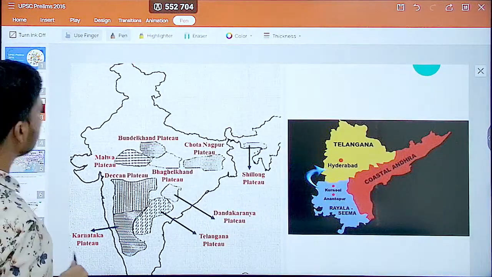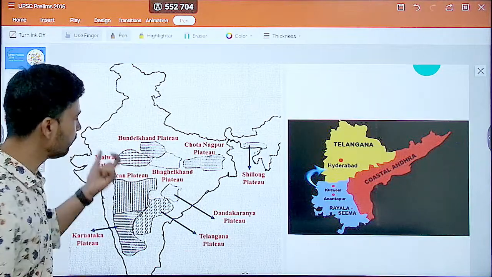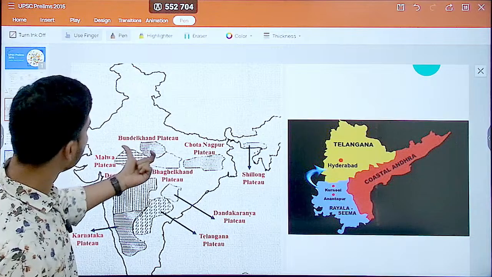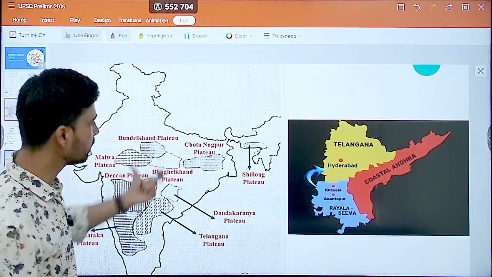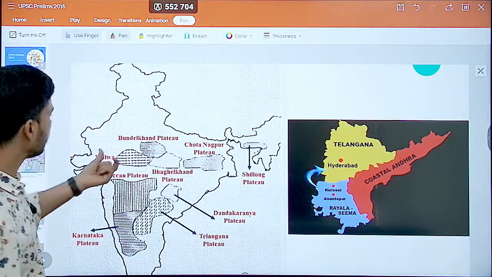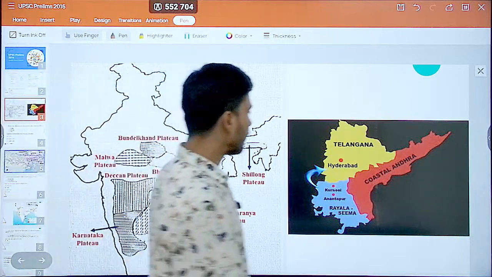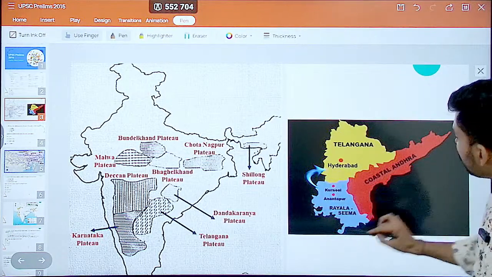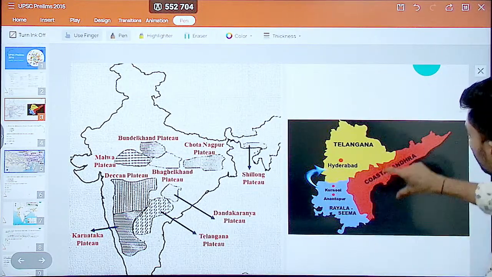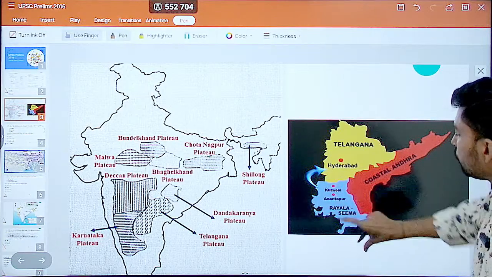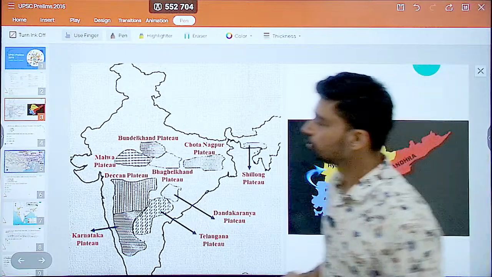If you look more clearly at the map of India here, we will understand. The Baghelkhand plateau is here, that is in Chhattisgarh. Bundelkhand is at the border of Madhya Pradesh and Uttar Pradesh. Here we have the Chotanagpur plateau, here the Deccan plateau, here the Malwa plateau. The Rayalaseema region, as we can see, has Telangana on the upper side and then Andhra, where we have coastal Andhra, and then the Rayalaseema region where we have Kurnool, Anantapur, Tirupati. All these regions are situated here.